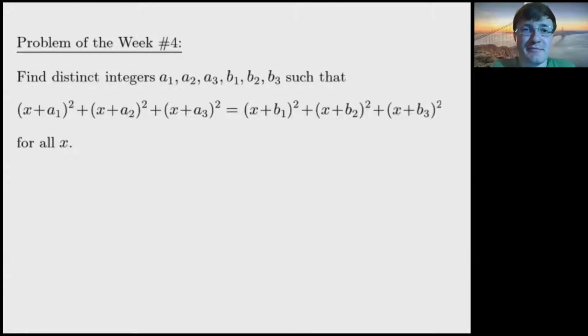For the fourth problem of the week, we want to find distinct integers a1 through a3 and b1 through b3, so none of them can be the same, otherwise that would be too easy. So that if you take x plus a1, x plus a2, x plus a3, square those and add them, you get the same thing as adding the squares of x plus b1, x plus b2, and x plus b3.